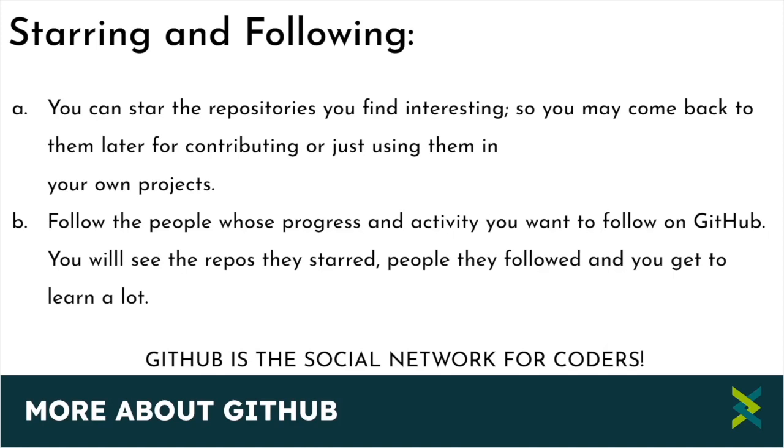Now, this is the second thing. You can also star and follow people. Like we have on Facebook, Twitter, and Instagram, we can follow people, we can make them friends. Similarly, GitHub is the social network for coders. If you like someone's project, since everything is open source, you have all the right to fork it and use it for your own purpose. But you should also show some affection and respect for the repository, then you can star the repository.